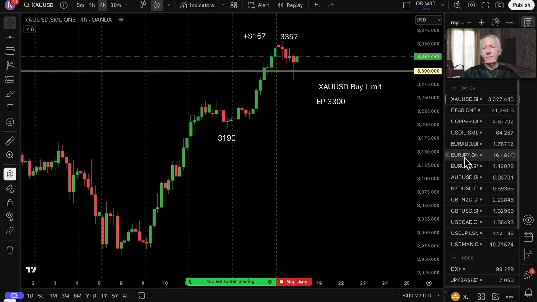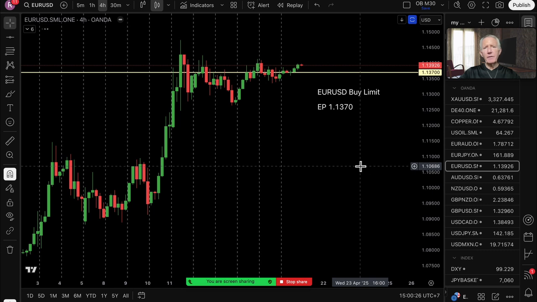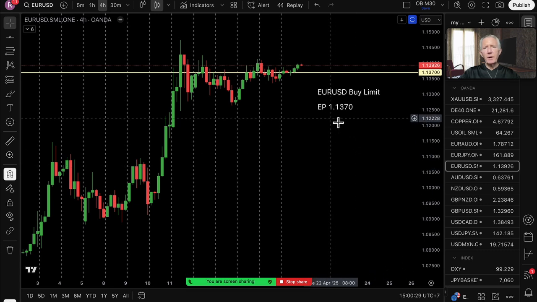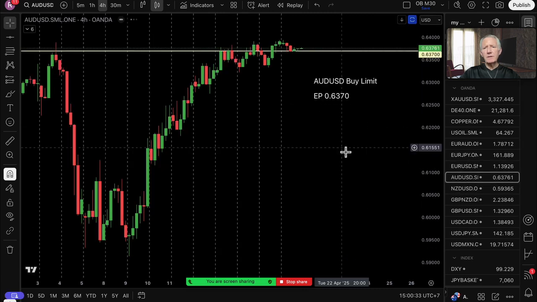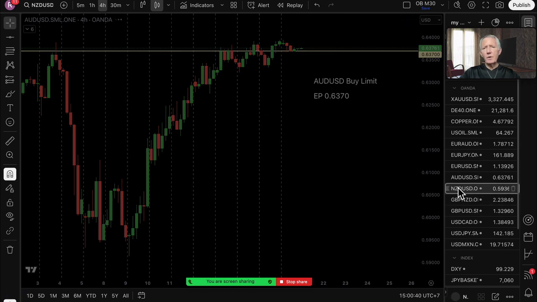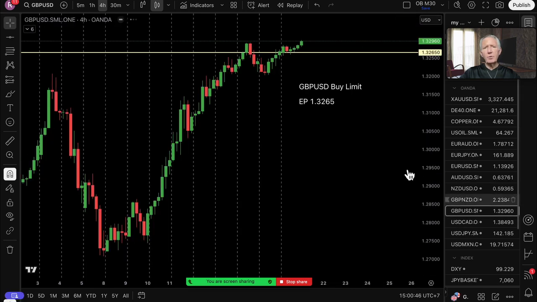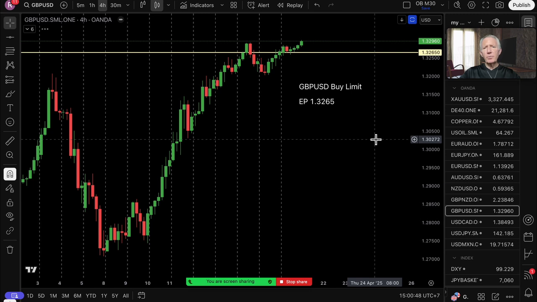Then with the major pairs, the Euro US, I have a buy limit on that one, of course, with the entry price at 1.1370. The Aussie US, also a buy limit with the entry price at 0.6370. And the New Zealand US, a buy limit with the price at 0.5930. And the pound US, a buy limit with the price at 1.3265.